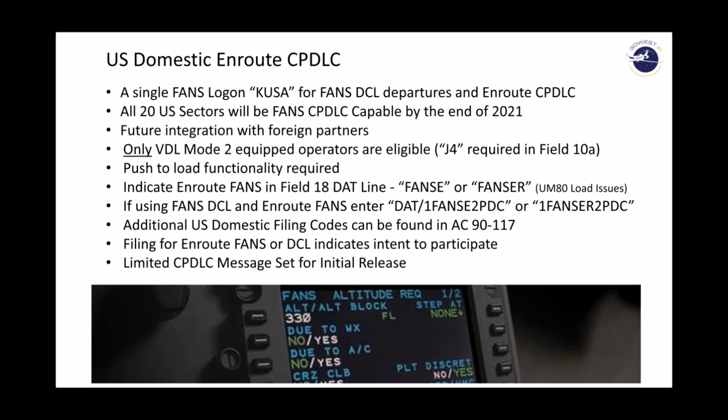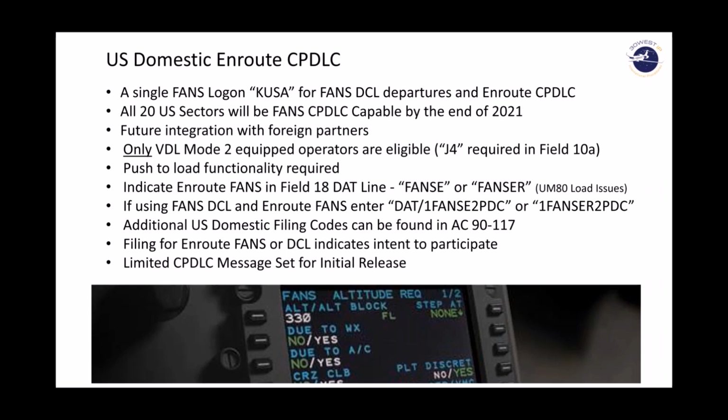SATCOM or POA, plain old ACARS, or VDL Mode Alpha are not used for U.S. domestic enroute CPDLC. Another requirement for U.S. domestic enroute CPDLC is the push-to-load functionality. So in the case where ATC would push a route clearance to your aircraft, you would use the functionality through the FANS platform to activate or load that clearance automatically into your avionics.